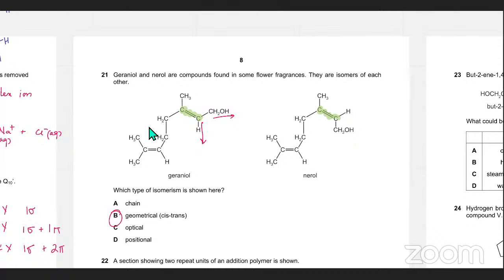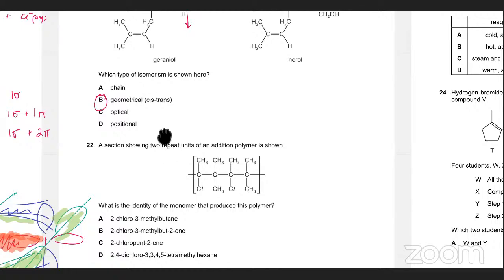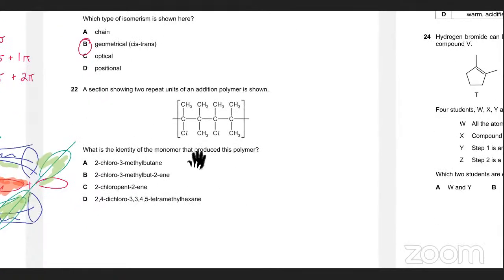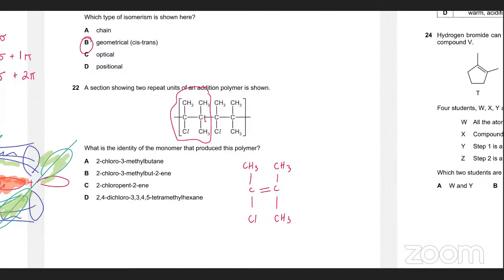The next one is about polymerization. He's saying, what is the identity of the monomer that produces this polymer? So all you have to do is find the repeat unit, which is, I think, this one. That's the repeat unit. You redraw this, take it out, and put a double bond in the middle. The connections are gone. These bonds over here, they're gone. So the connecting links are gone. This is repeating over and over again. You put a double bond back over there.